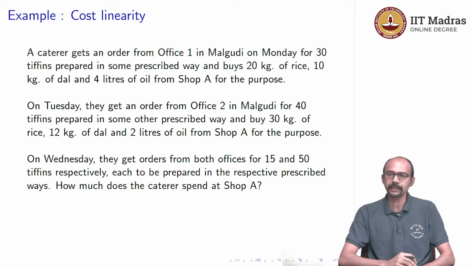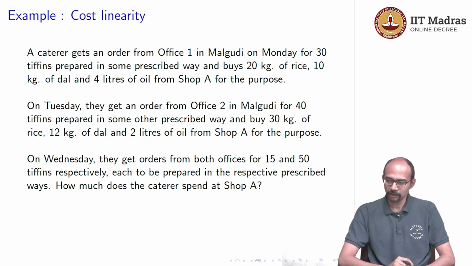Okay. On Wednesday they get orders from both offices, office 1 and office 2. Office 1 wants 15 tiffins, office 2 wants 50 tiffins. Maybe some people in office 1 did not like how they prepared it, so only half of them ordered, but they still wanted it prepared in their way, whatever that was, and office 2 wants it prepared in their way, whatever that was. Okay. So, the question is, how much does the caterer spend at shop A? Okay, what is the cost to the caterer, or how much does shop A earn from the caterer?